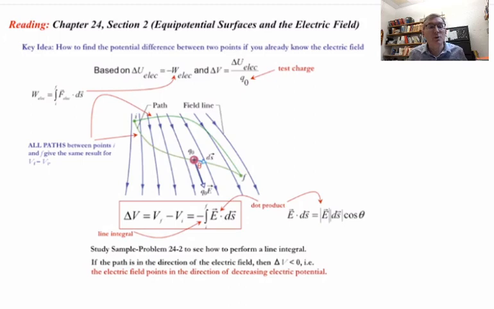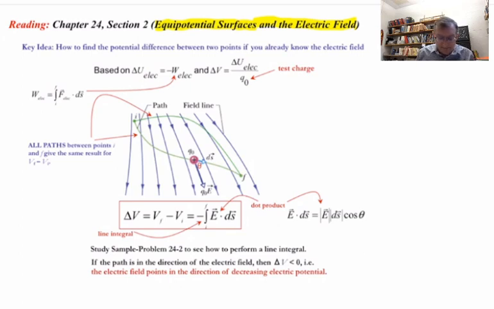This is video lecture 24.2, and the first section we're going to discuss is section 2 in chapter 24, in which we're going to talk about what are called equipotential surfaces and their relationship to the electric field, which is also what we've been talking about in lab most recently.